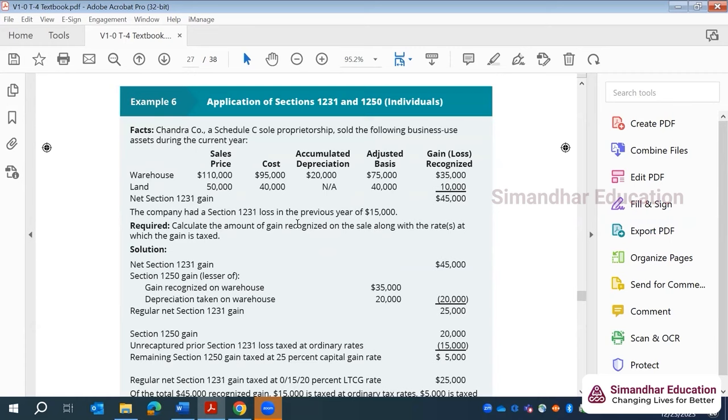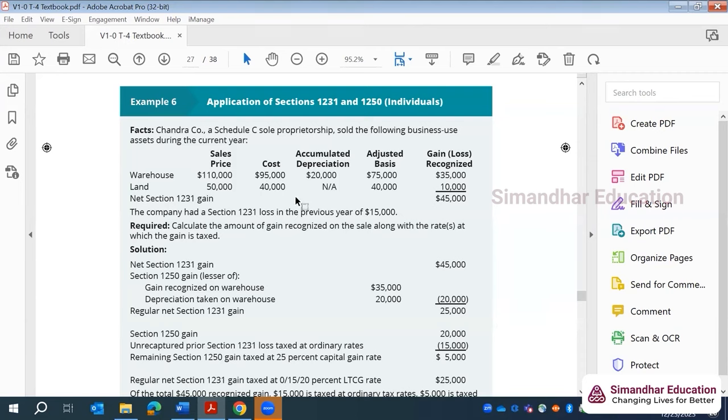Chandra Corp, a Schedule C sole proprietorship, sold the following business use assets during the year. So there's a warehouse, there is a land. Is this a Section 1245 property or a Section 1250 property? Is it real property or personal property? Warehouse is real property. Land is real property. So you'll also have to understand which sections apply to which kind of property. Section 1245 is for personal property and Section 1250 is for real property.